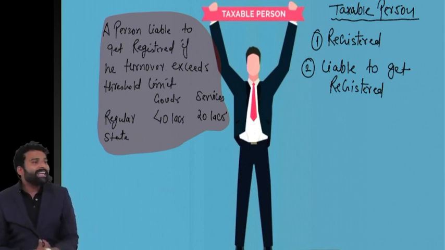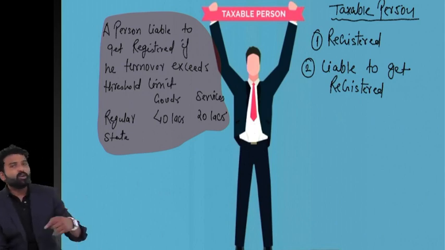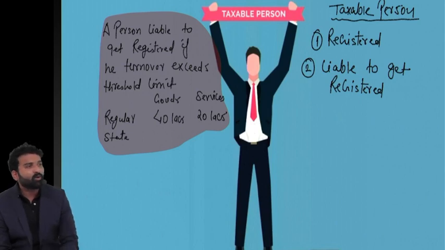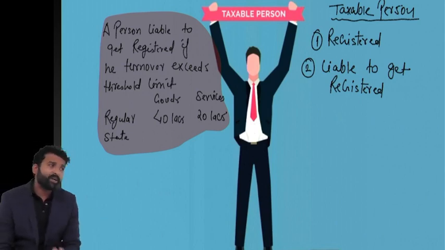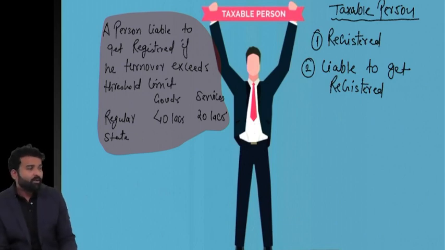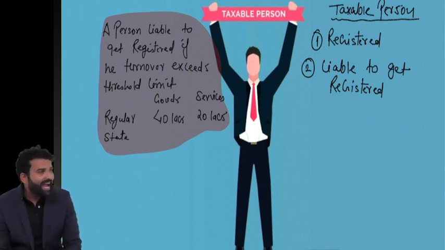In the aggregate turnover I will be considering all the turnover, whether it is the turnover of taxable goods, exempt goods, export, petroleum, alcohol, everything. All my turnover should not exceed 40 or 20. If it is exceeding 40 or 20, I am crossing the limit, I have to get registered. I am liable to get registered.